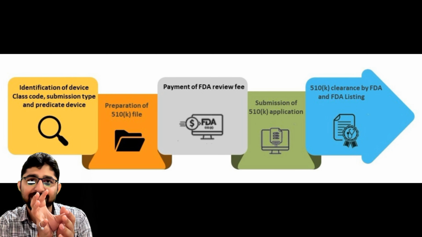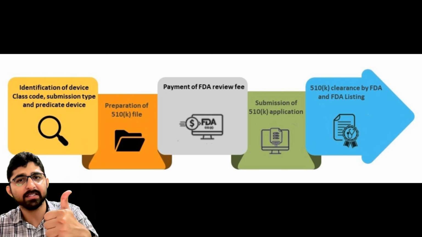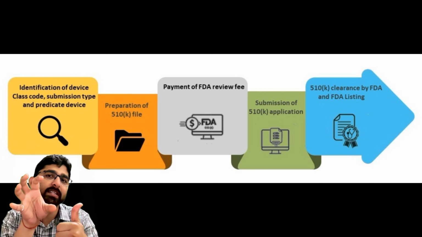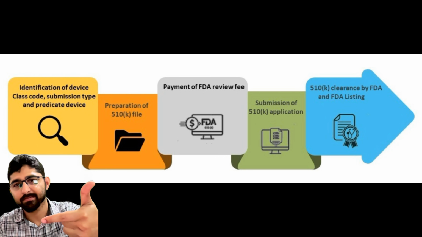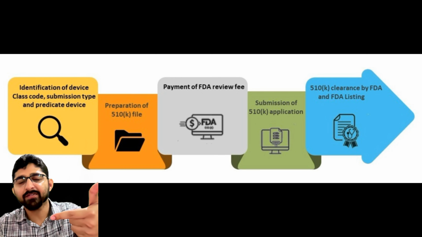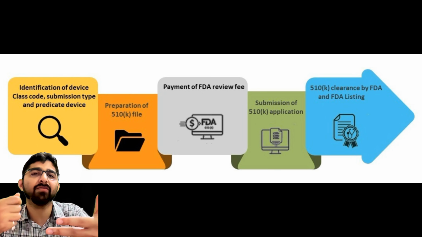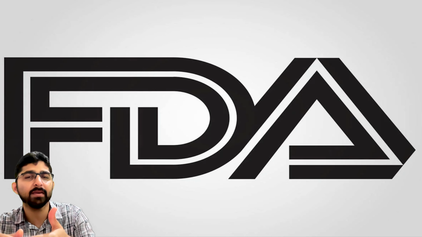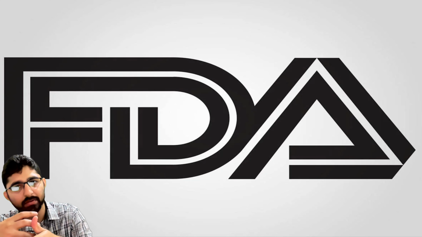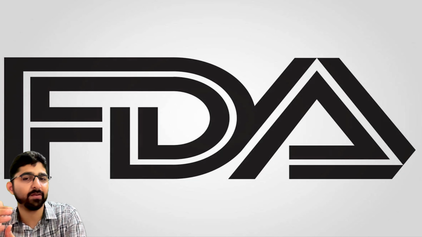The first step tells you how to identify the product code, the regulatory classification, the submission type, and the predicate devices. As mentioned, you need to search in the USFDA database. The moment you identify them, you need to prepare the 510(k) file. Then you submit the applicable fee as per the requirements. Once you submit the fee, they will allow you to submit the application, and it will go under review. Finally, you will get the certificate if everything complies with the requirements, right?